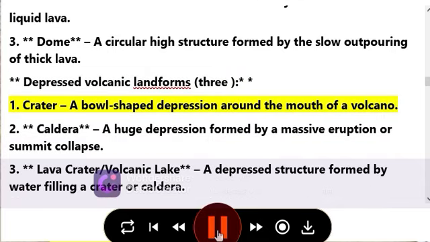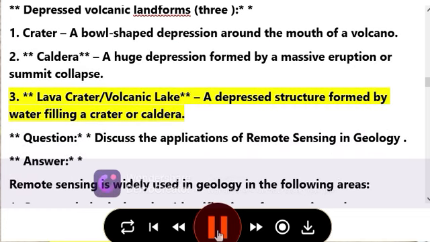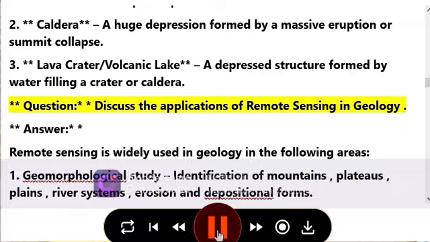Depressed volcanic landforms. 1. Crater, a bowl-shaped depression around the mouth of a volcano. 2. Caldera, a huge depression formed by massive eruption or summit collapse. 3. Lava crater, volcanic lake, a depressed structure formed by water filling a crater or caldera.